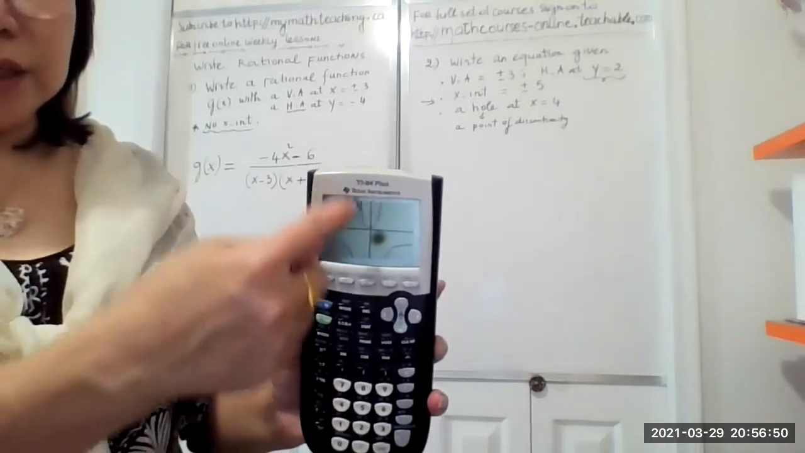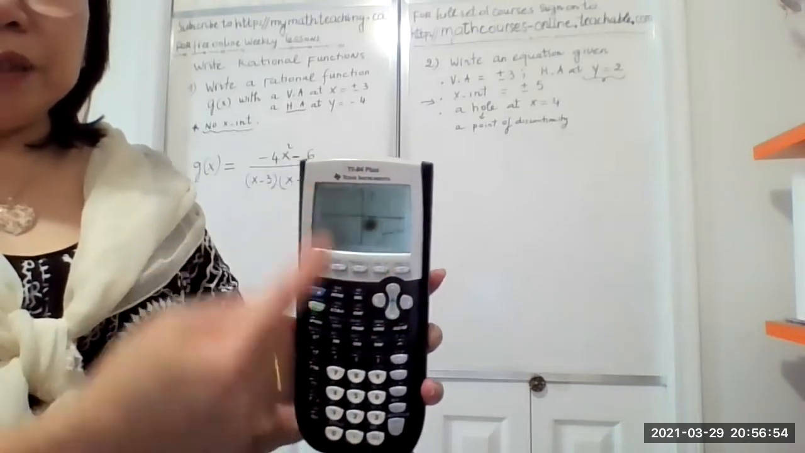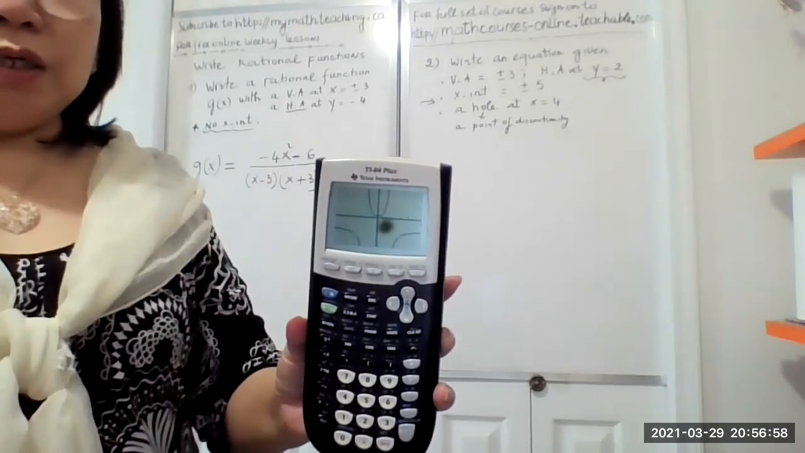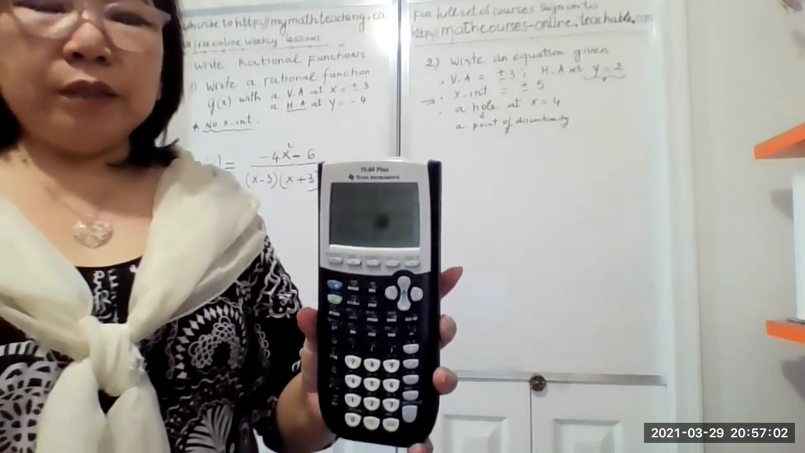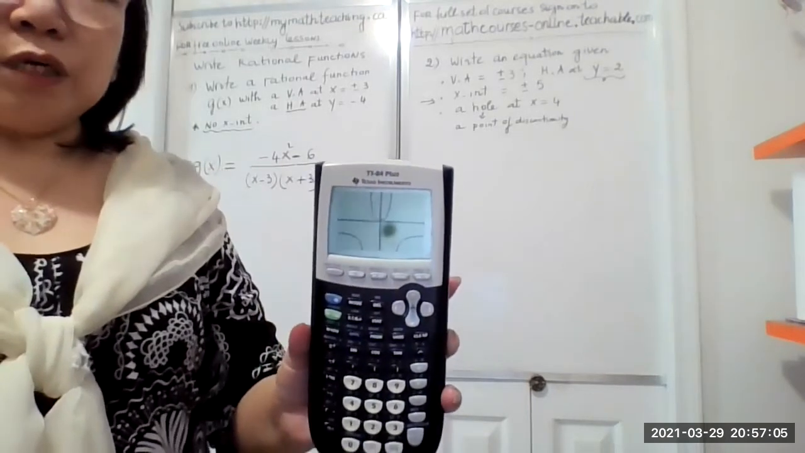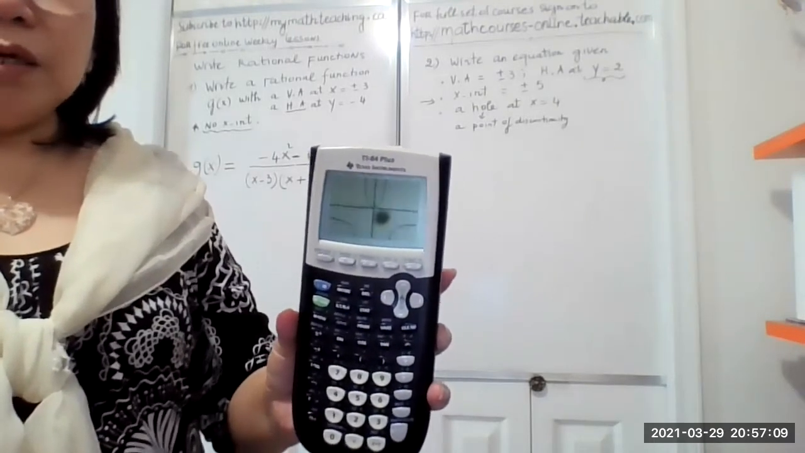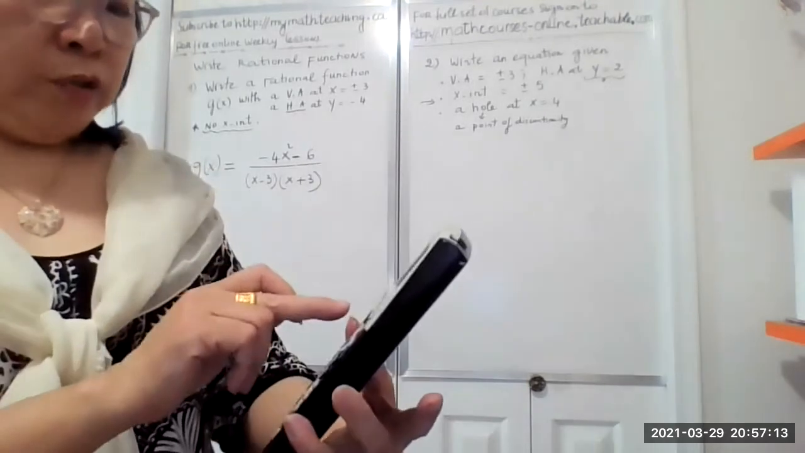So first, you can see that we have two vertical asymptotes, right? On the left and on the right-hand side, at x equals -3 and +3. Now on a graphing calculator, it's hard to check vertical asymptotes, but it's easy to check the horizontal asymptote because the horizontal asymptote has the equation y equals. So I'm going to check that.